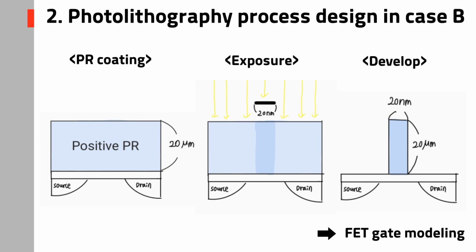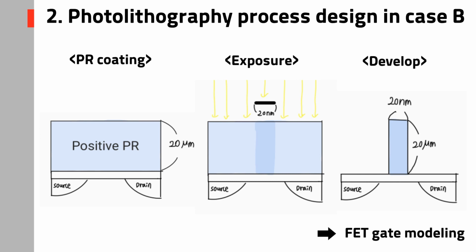The paper recommends positive photoresist for high-resolution fine processing, which led to the selection of positive photoresist in this case. Initially, a silicon substrate is positioned and spin coating is employed to form the FET on top of it.